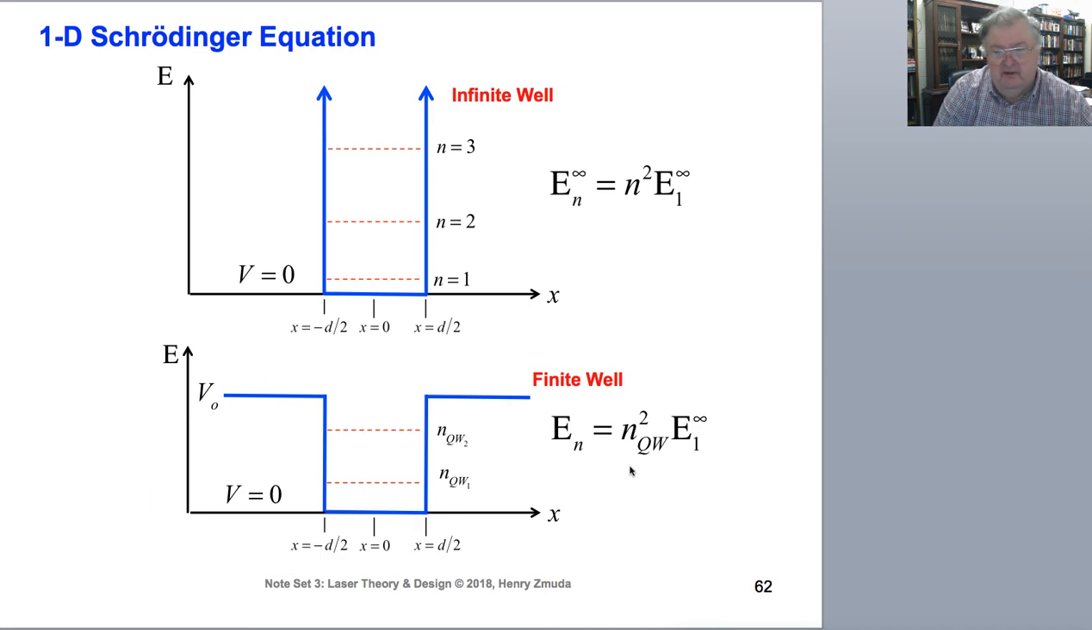So a comparison here. Here's the infinite well that we looked at with n equal 1, 2. You could have an infinite number of energy levels in this well because nothing gets out, no matter how high in energy you go. But once you have a finite well, I've shown one here with only 2 energy levels in the well. If there were a corresponding third energy level, the electron wouldn't be trapped in the well anymore. It would be outside the well. And the relationship, as we saw, for the infinite well is n squared E1 infinity. For the finite well, it's n quantum well squared E1 infinity.